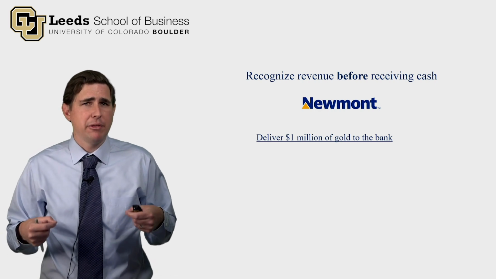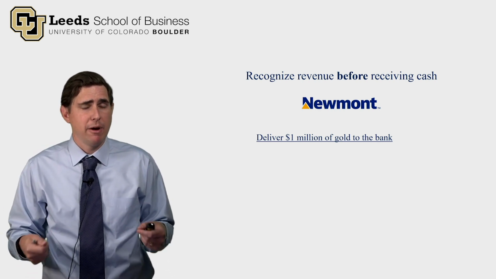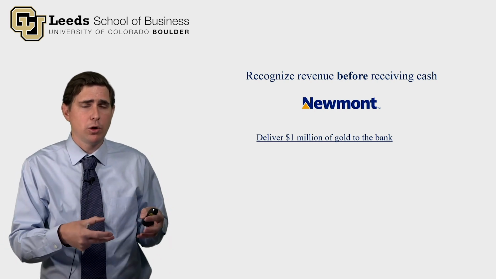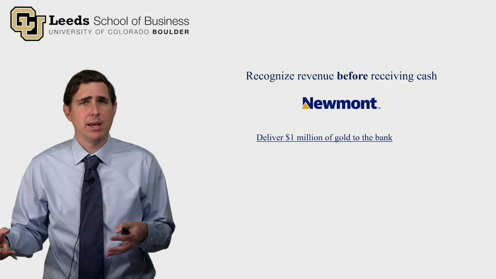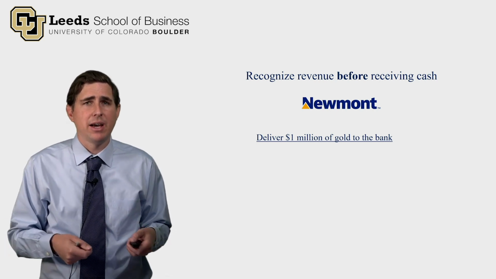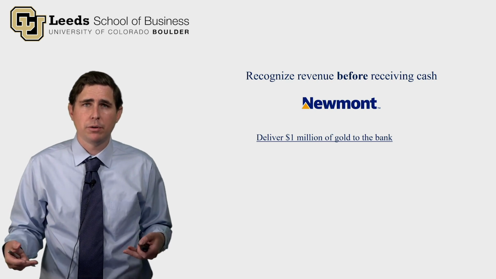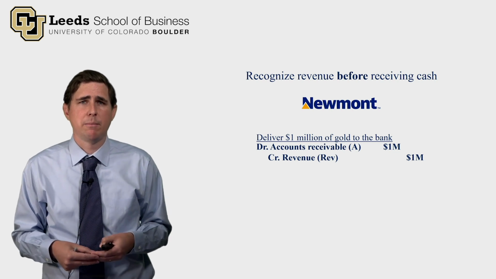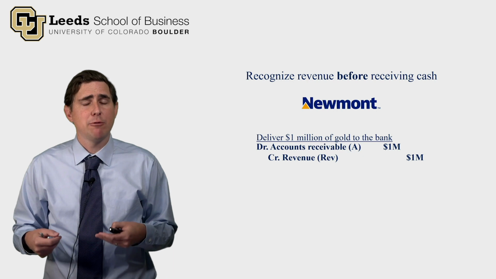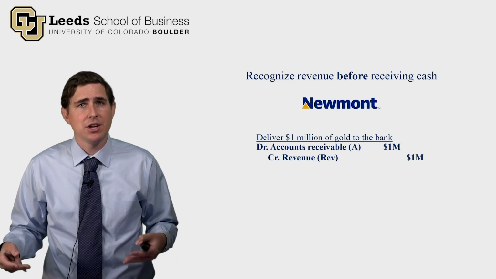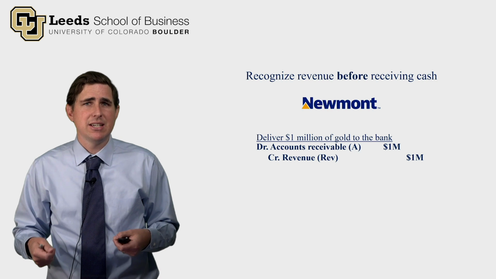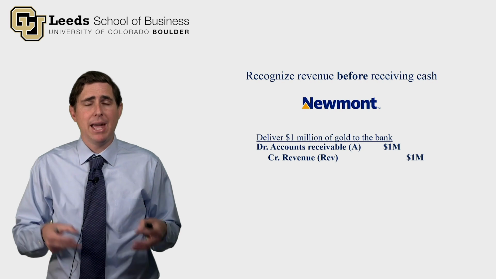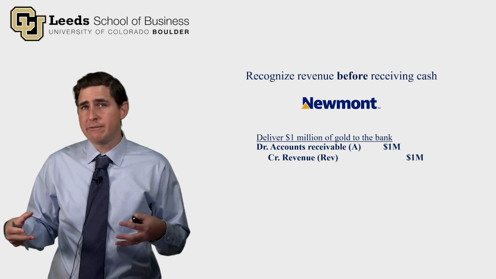And so let's talk about the first activity in Newmont's revenue cycle. The first activity is that Newmont delivers $1 million worth of gold to the bank. The bank has not paid yet, but Newmont has satisfied its performance obligation, the delivery of the gold. And so Newmont can recognize revenue. Here you see the credit to the revenue account for $1 million. Since they have not received the cash yet, they cannot debit the cash account. The debit in this instance is to accounts receivable, another asset account that represents the customer needs to pay Newmont. Newmont has a receivable from the customer.